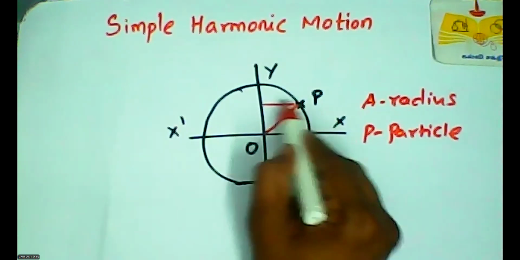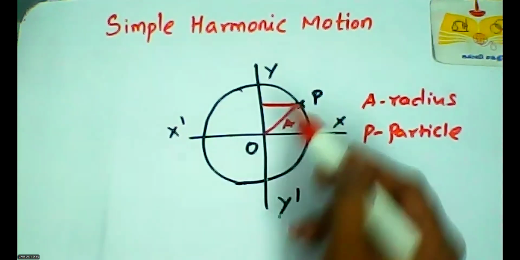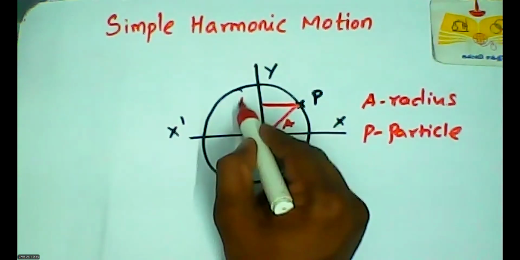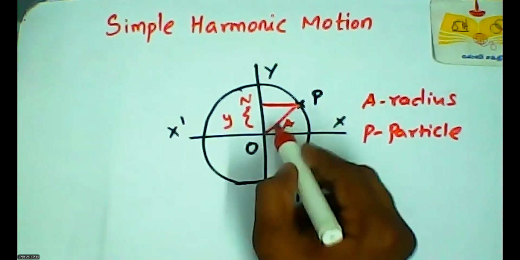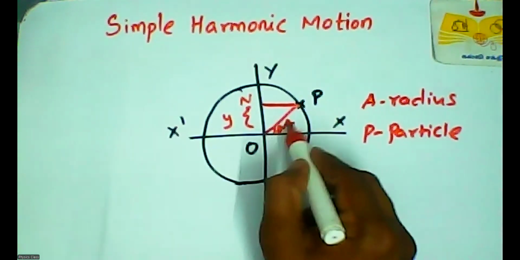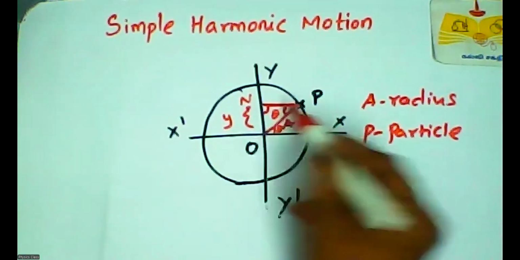Then I can draw one line from this line to this position. Here this is the distance y, and this is theta. This is also theta.